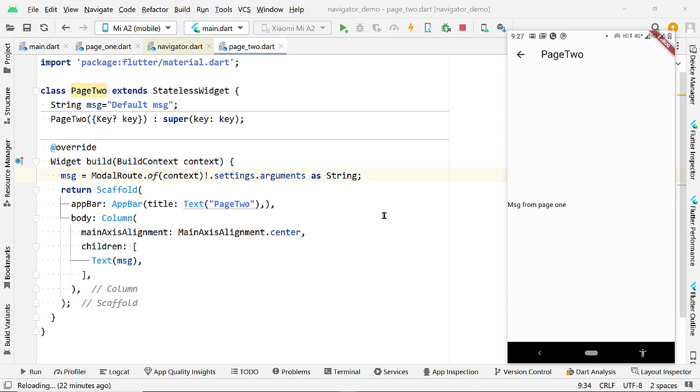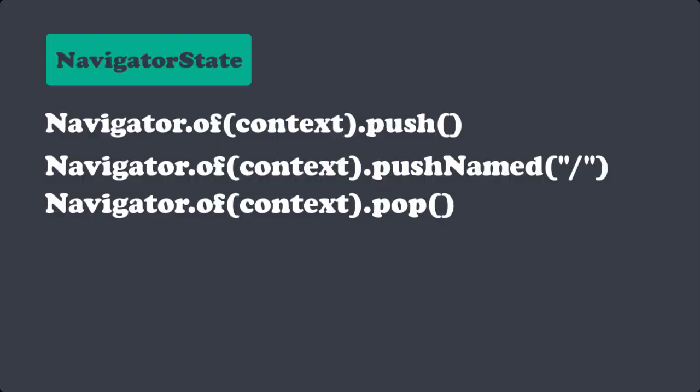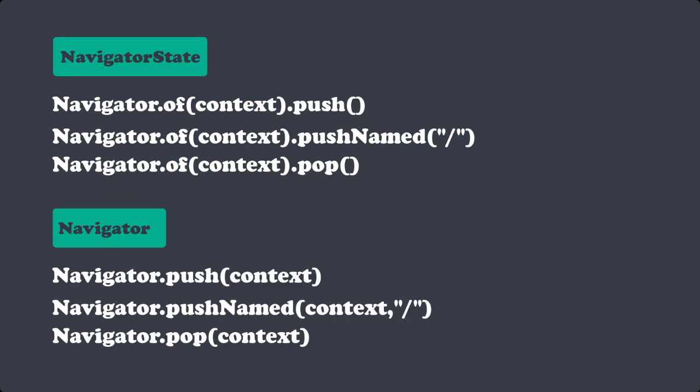So we have learned to use the functions push and pushNamed to load a new route, right? And I have told you that these functions are there inside the NavigatorState class. So first of all, we have to get the corresponding NavigatorState by calling Navigator.of and passing the context, and then only we have called the functions push and pushNamed, right? But you will find the equivalent functions inside the Navigator class as well. You will find some static functions named push, pushNamed, pop inside the Navigator class.